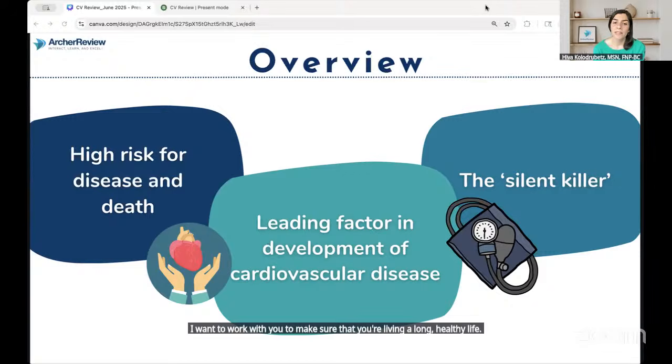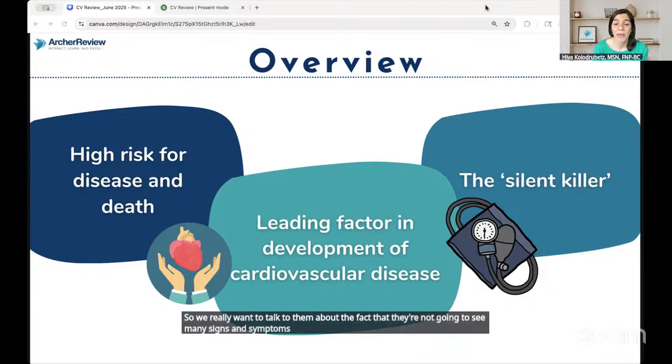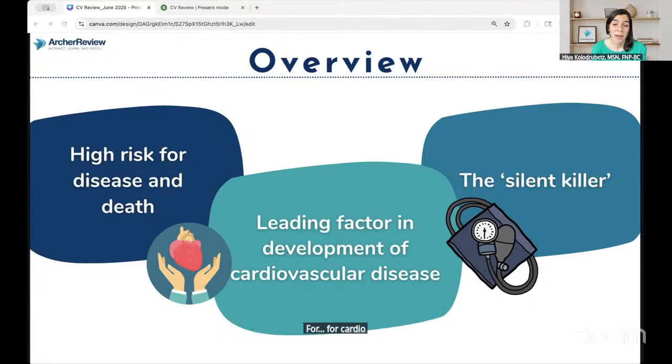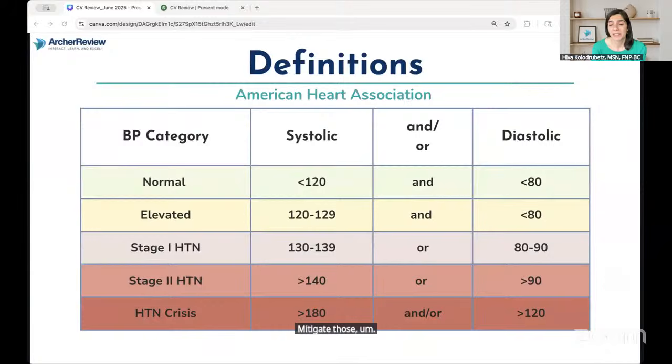So we really want to talk to them about the fact that they're not going to see many signs and symptoms until it gets bad. And there's a high risk for cardiovascular disease, MI, stroke, death. We really want to help mitigate those risks for them.